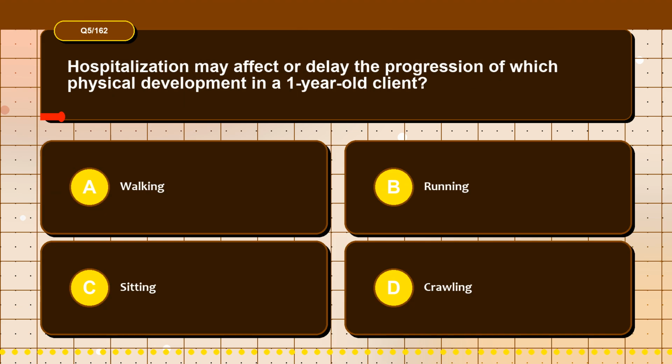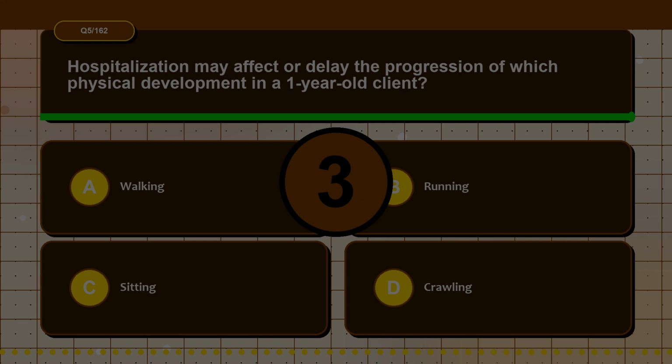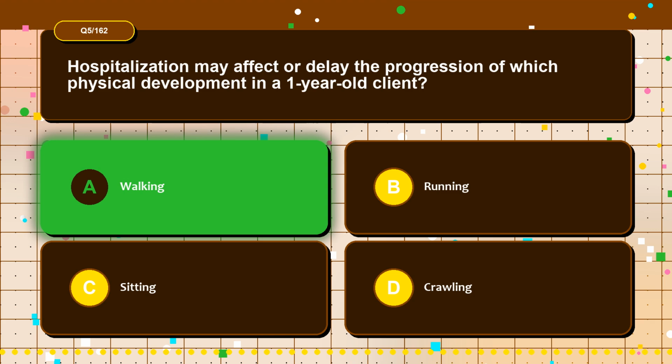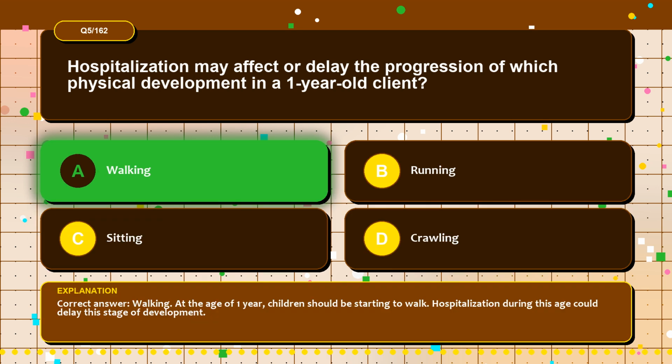Question 5. Hospitalization may affect or delay the progression of which physical development in a 1-year-old client? Here are the options. Option A, walking. Option B, running. Option C, sitting. Option D, crawling. The correct answer is option A, walking. At the age of 1 year, children should be starting to walk. Hospitalization during this age could delay this stage of development.